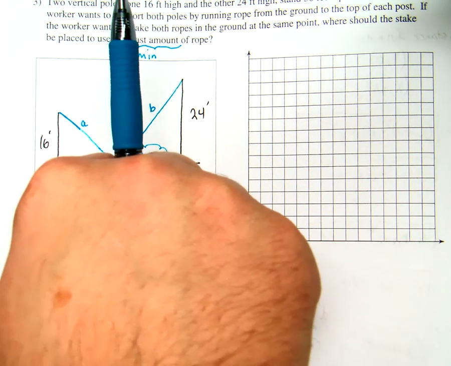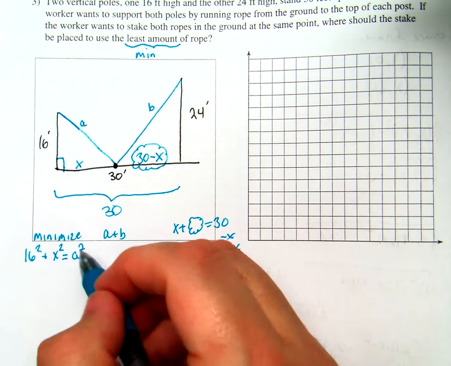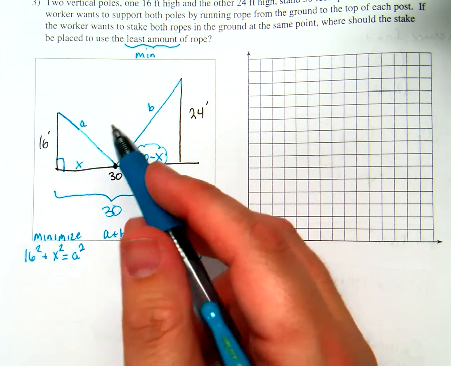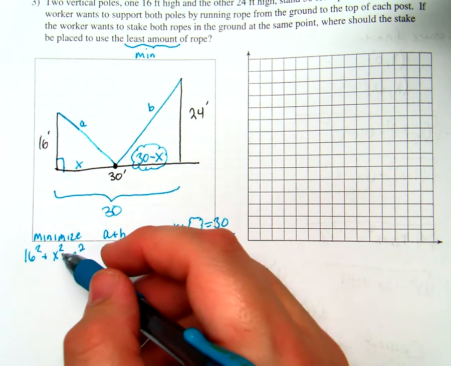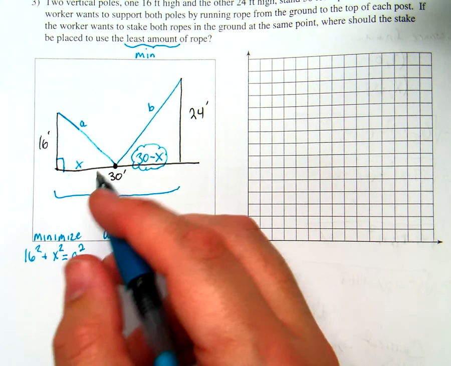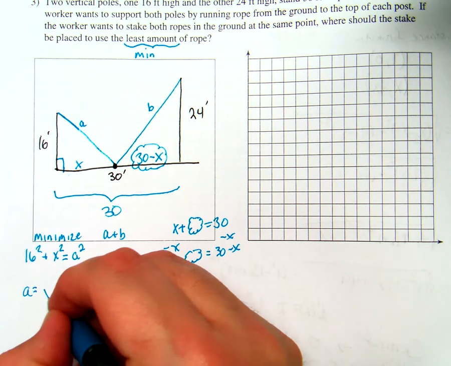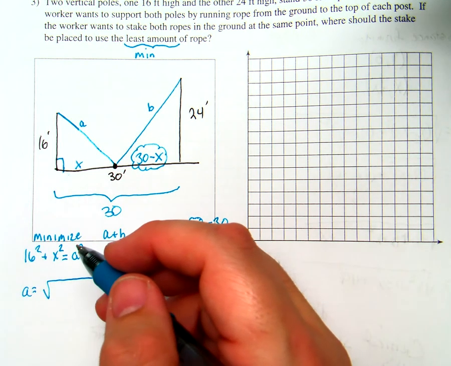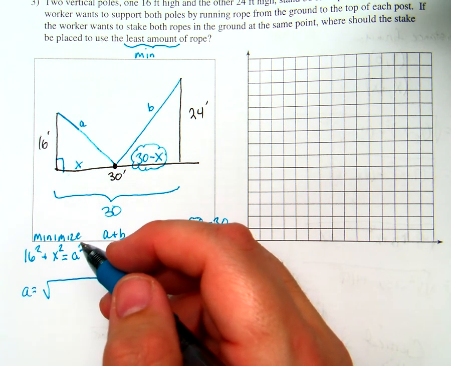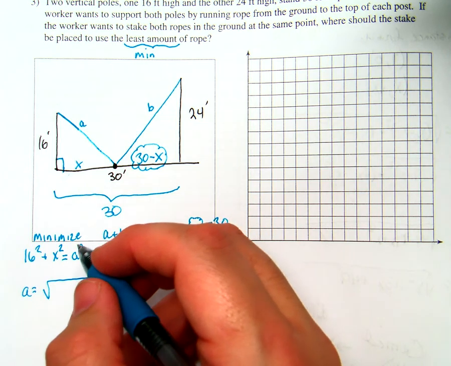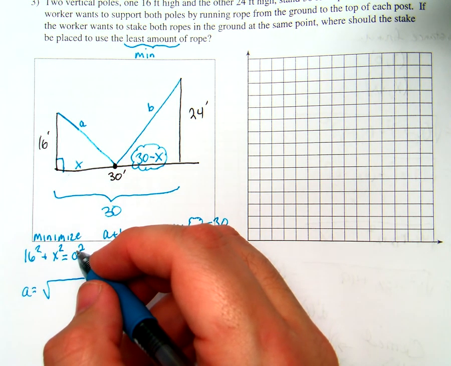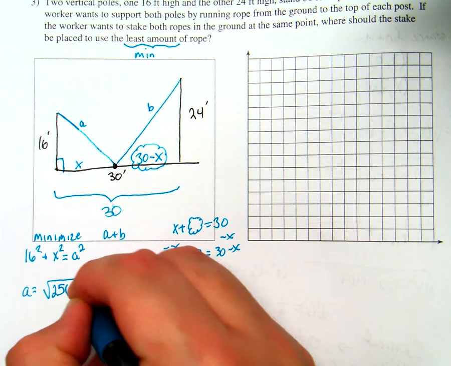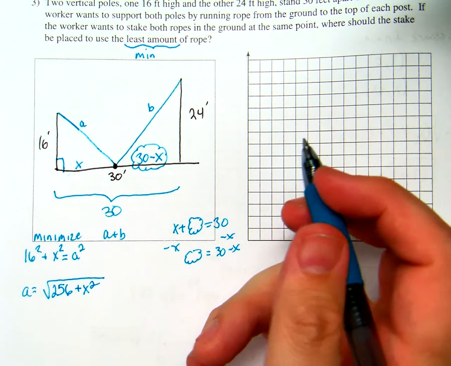All right, so a squared is 16 squared plus x squared. So a is equal to the square root of, all right, someone help me out, 16 squared? That's what I thought. All right, so I got x, I got that.